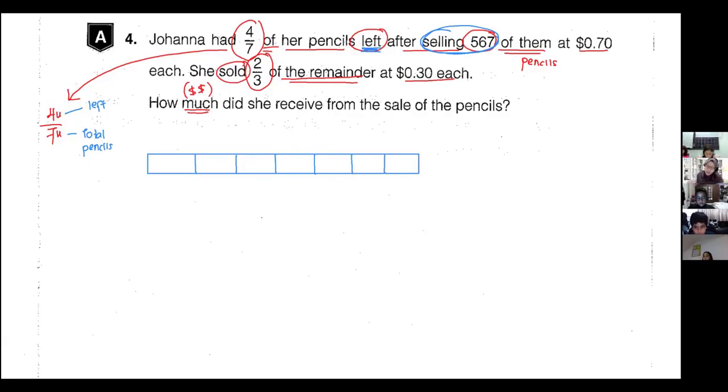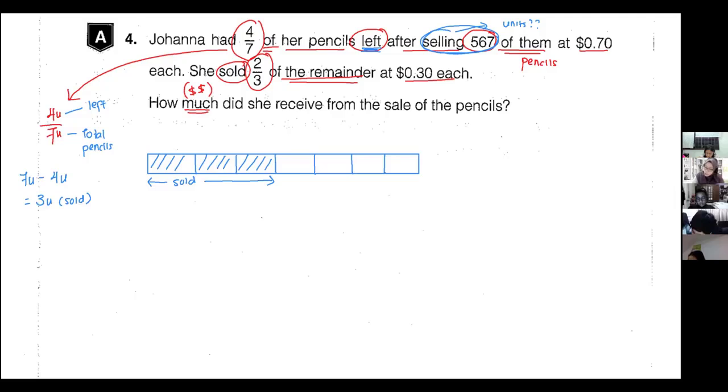Okay. Then I am going to identify where is the sold, right? Where's the sold? The sold part is the part that I do not know. This one. How many units is this? I want to find out. How do I find out? I can find out via this fraction, okay? Since my total pencil is 7 units and I have 4 units left, if I minus them, I will get those that were sold, right? So, which means the sold will be 3 units. 1, 2, 3. These were sold.